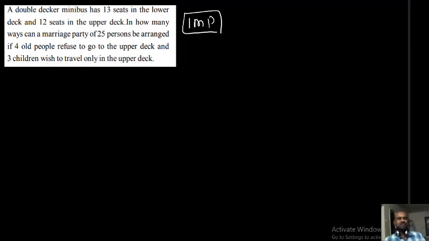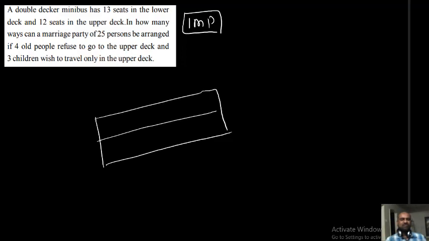Excellent problem, students. Listen, first of all I want to explain. This is a double-decker bus. In the upper deck we have 13 seats. In the lower deck we have 12 seats. How many ways can a marriage party of 25 be arranged?